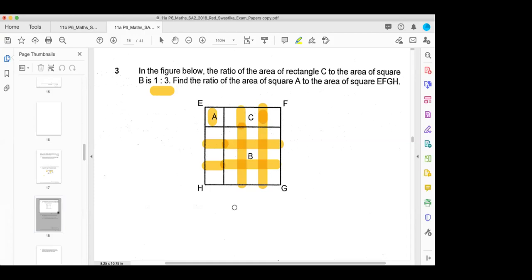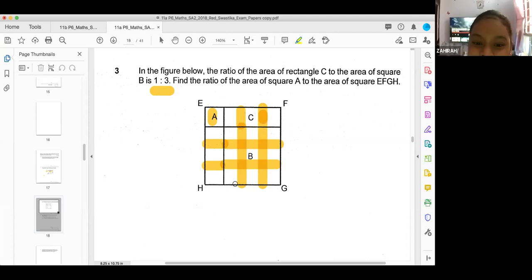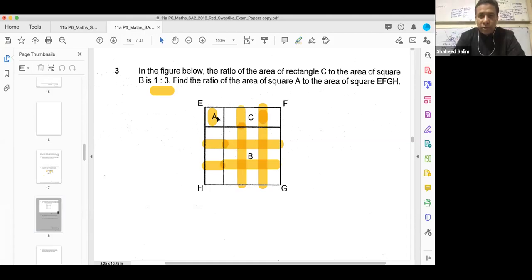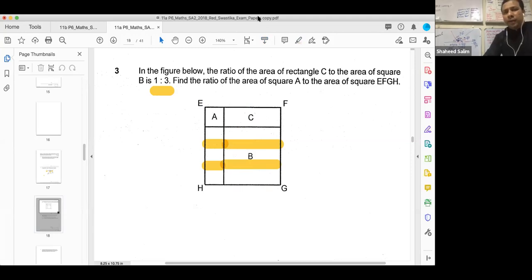Okay, this is a little bit of a thinking question. It's a good question, but I want you to see, don't be stuck. How to do it? Now, first of all, you look at this first one. It says 1 is to 3. So what we do is, that means B has 3 C's. So I'm going to draw here. Okay, down here.